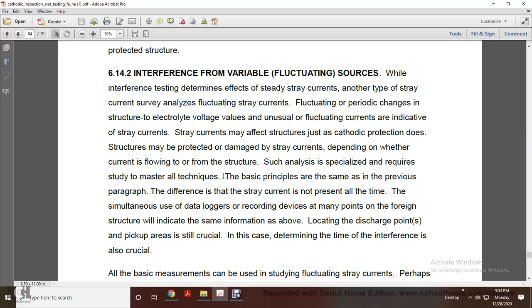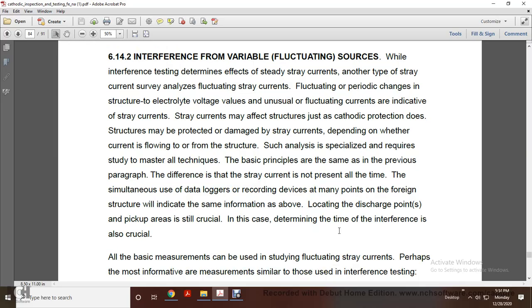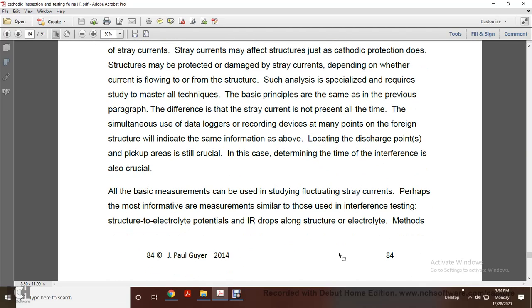The basic principle is the same as in the previous paragraph. The difference is that stray current is not present at all times. Simultaneous data logs or recording devices at many points on the foreign structure give the same information as above. Locating discharge and pickup areas is still critical, and determining the time of the interference is also crucial.